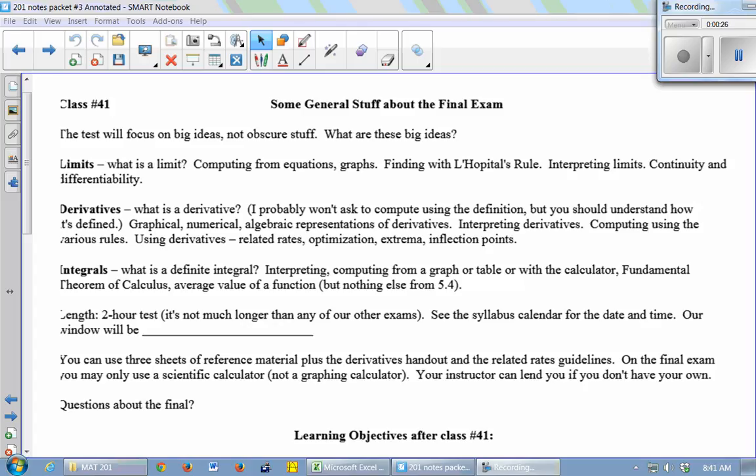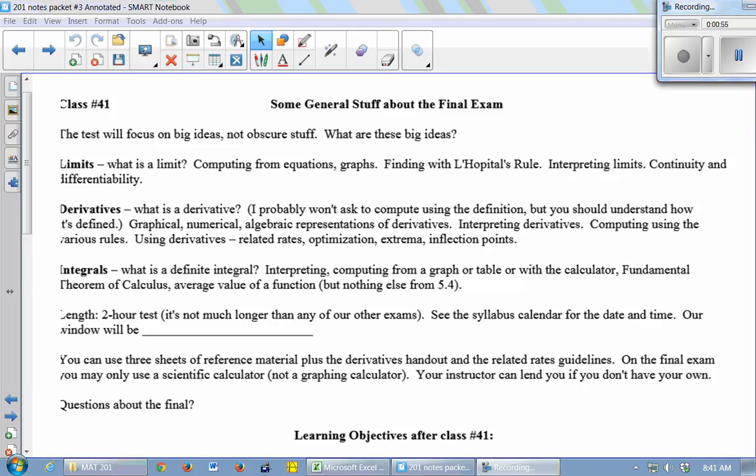So some general stuff about the final exam. It's going to focus on big ideas, big concepts from the course, not obscure stuff. And the big ideas are the three big ideas from the course: limit. That's sort of the definition of what makes a calculus problem: it involves some kind of a limit. Derivatives, and integrals. Those are the three big things that we talked about over the semester.